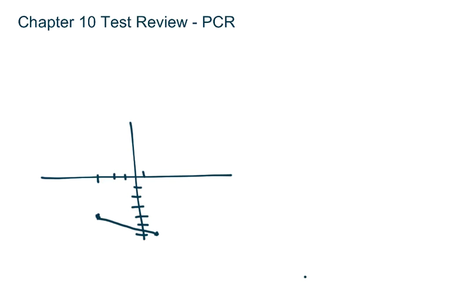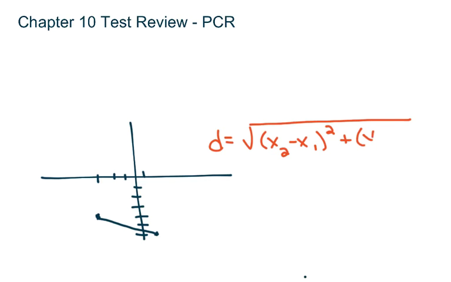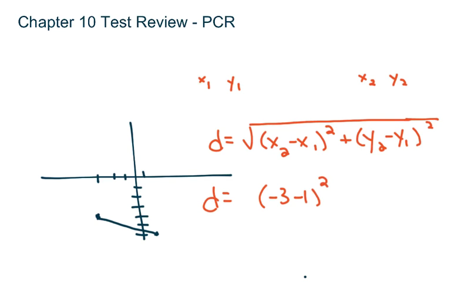We have formulas to help us out. The distance formula, which is just a revision of the Pythagorean theorem, is the square root of (x2 minus x1) squared plus (y2 minus y1) squared. I like to call the first ordered pair x1, y1 and the second one x2, y2. That helps me when I plug numbers into a formula. So when I plug my numbers into the formula, I'm going to get (-3 minus 1) squared plus (-4 minus -6) squared. When using this formula, please watch out for your double negatives.